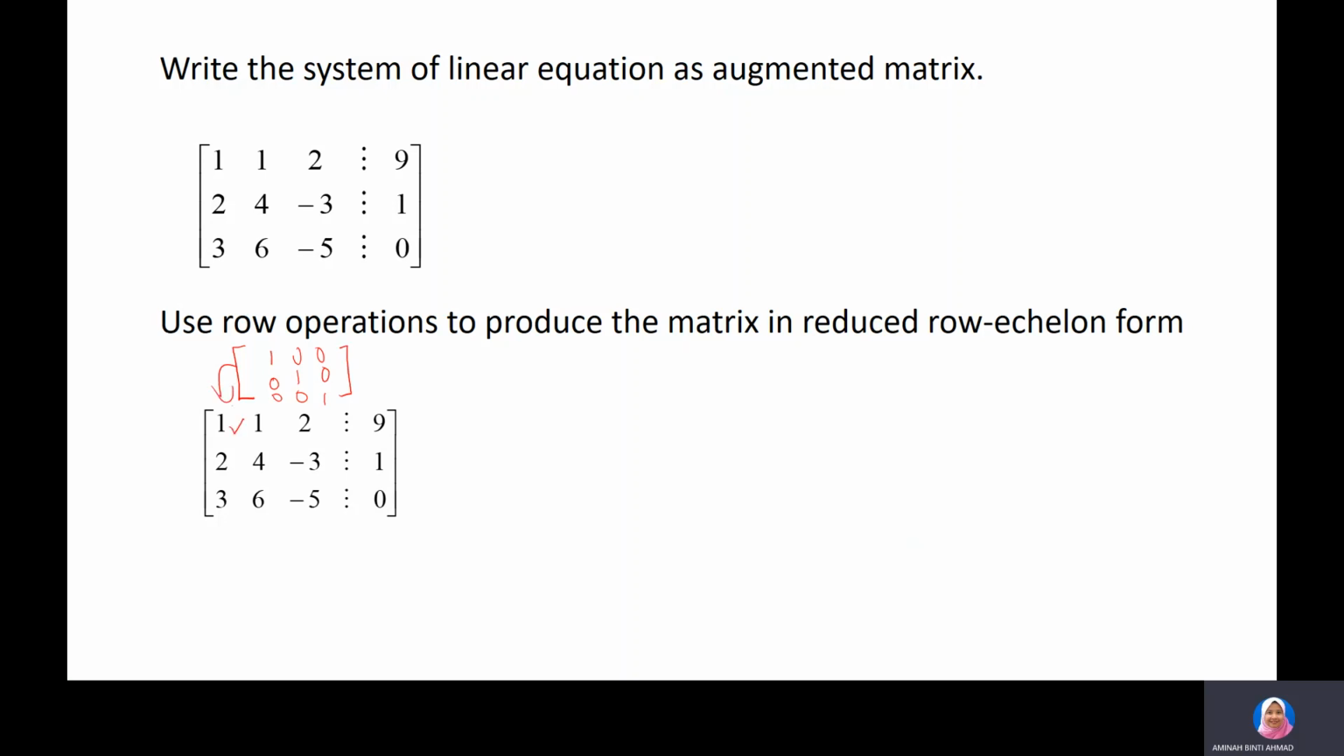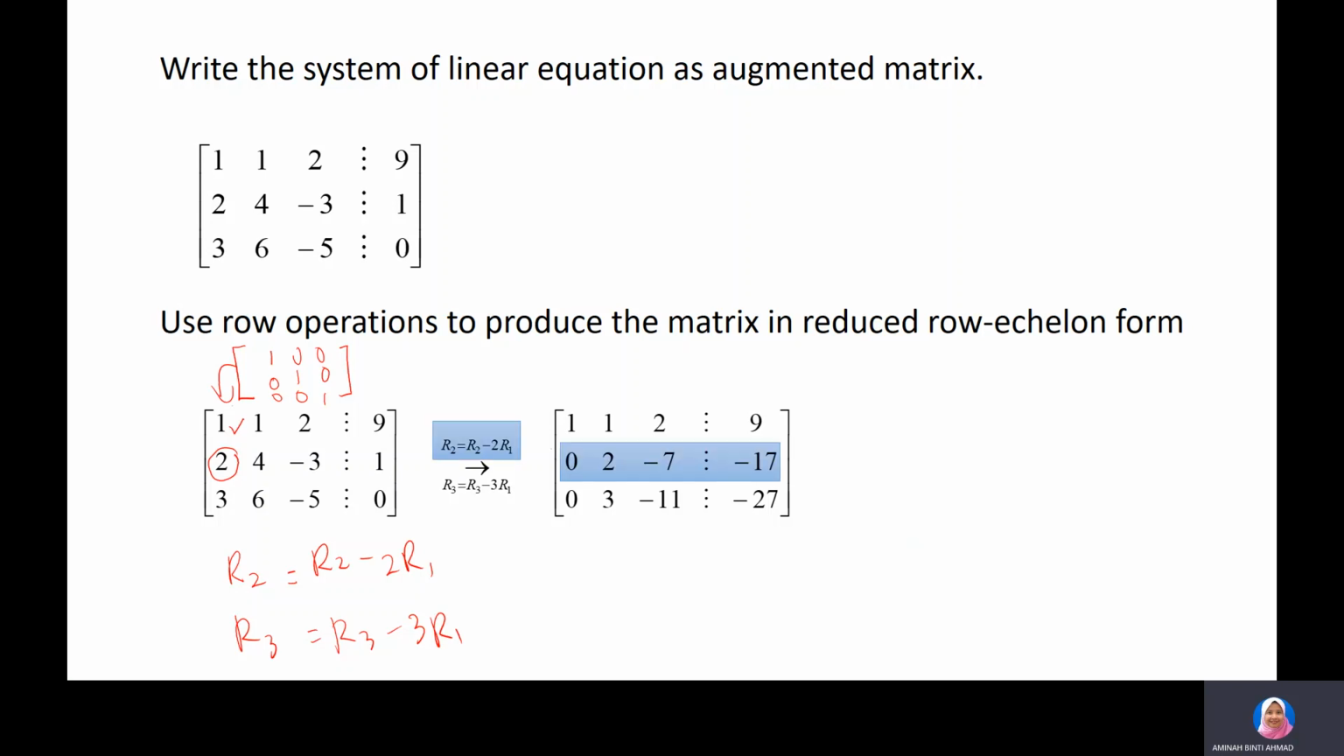So this one is 1. So now we focus on row 2, at this entry. So we will set row 2 equal to row 2 minus 2 row 1, and then row 3 equal to row 3 minus 3 row 1. So we change all of row 2, and then we change all of row 3 using the equations that have been formulated.